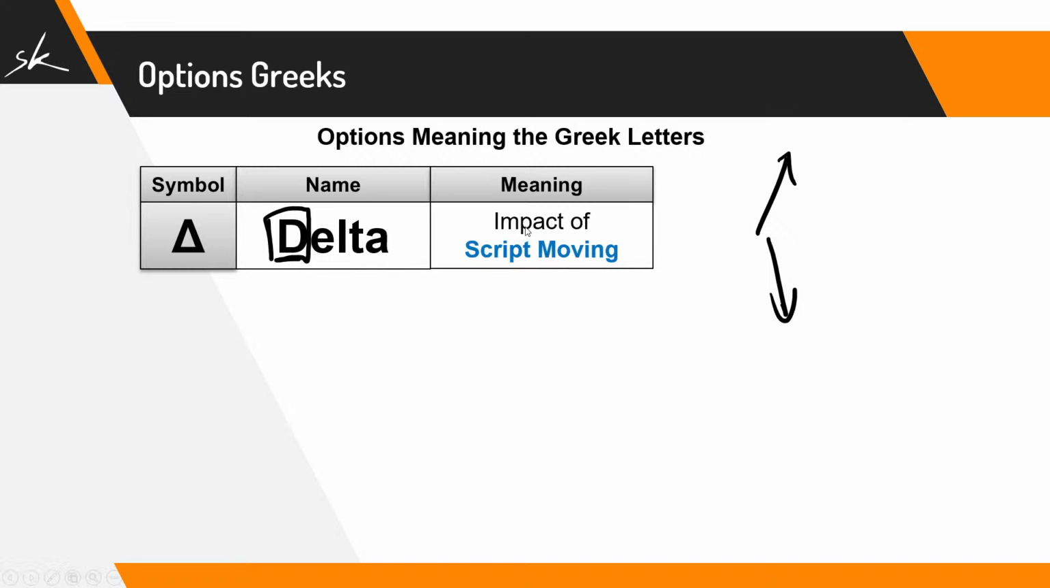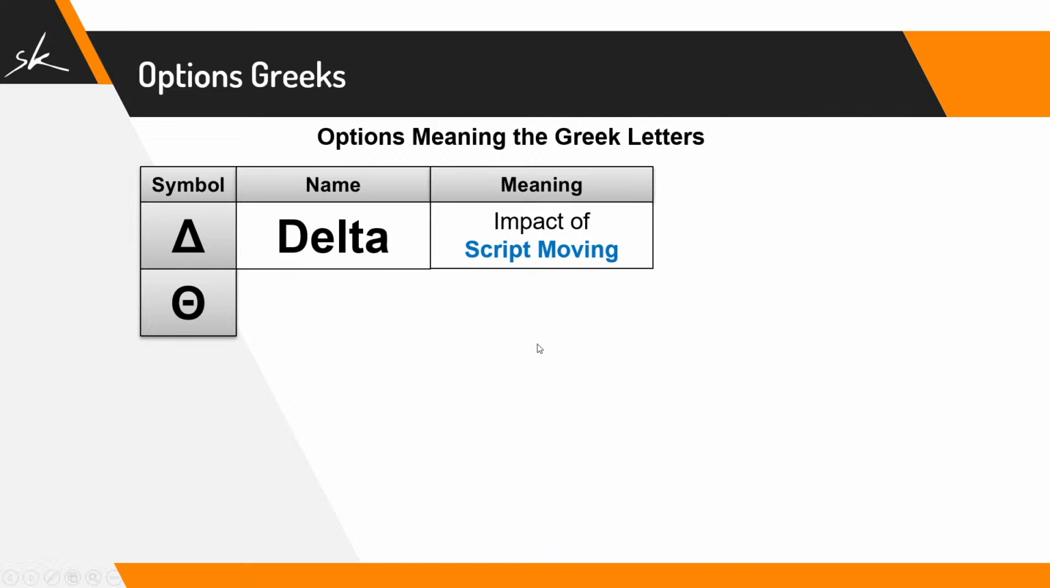So what is delta? Delta is the impact of the script moving, because the script can either move up or move down. So when somebody says delta, you should now be immediately able to recall that delta starts with D, and D means the direction of the underlying, which is basically the movement of the script, whether the script is moving up or whether the underlying is moving down. So that is delta. Delta is basically the move in the underlying.